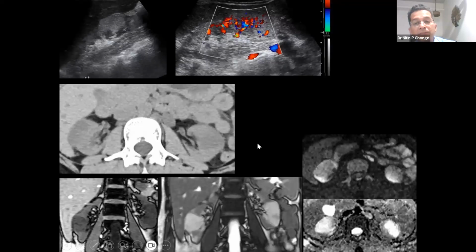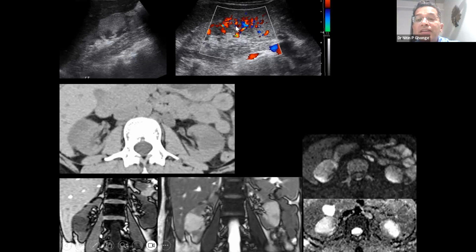What is this? This is a patient with CKD, and on a routine scan you can see multiple areas of focal nodularity, focal thickening, seen on MRI, seen on CT, and seen on ultrasound as well. So you can see thinning of the renal parenchyma, small sized kidneys, but the focal area of nodularity is quite thickened.